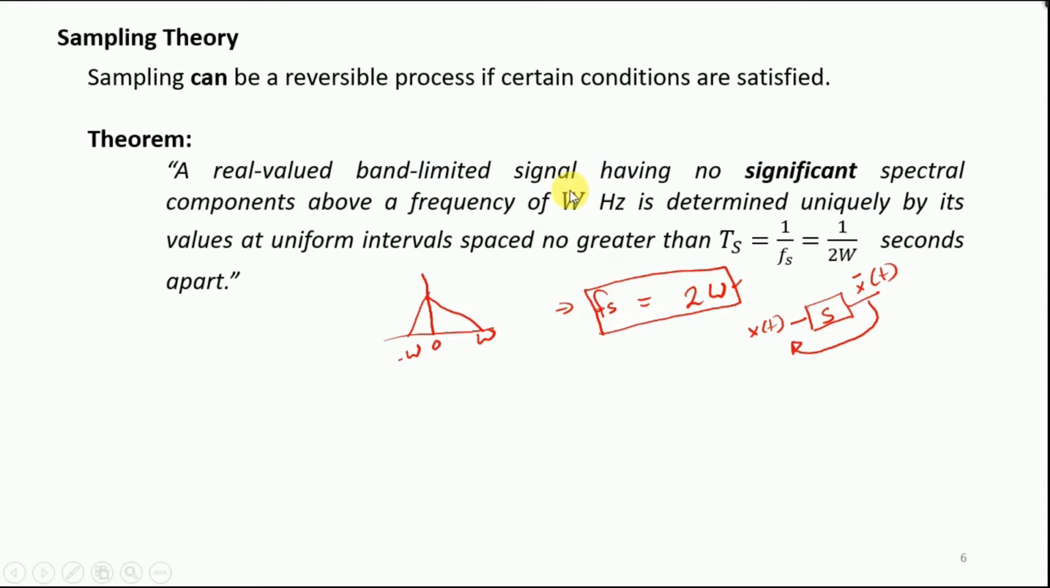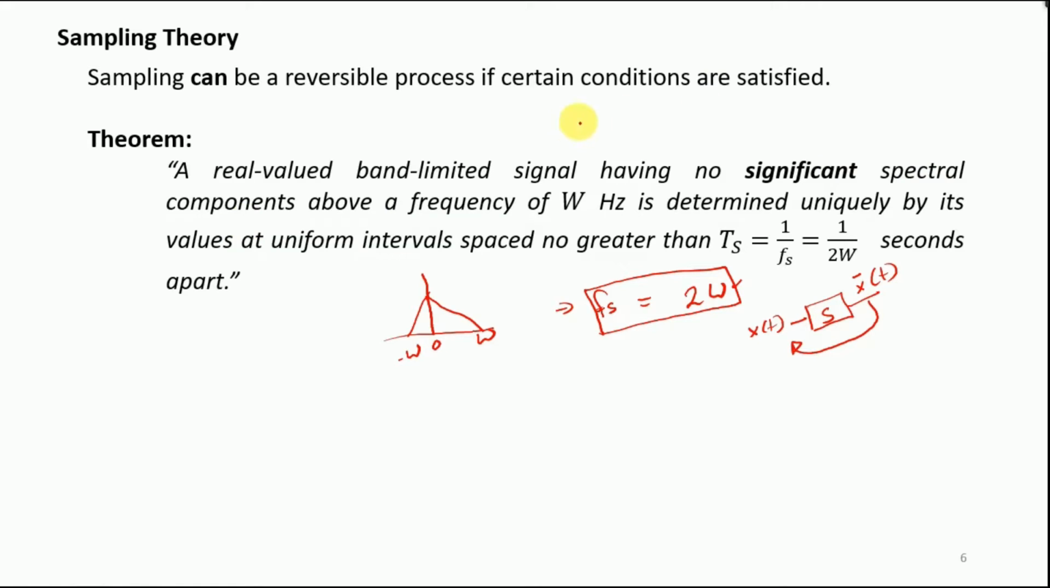Just as a repetition, if you have a signal which is band limited to W, the sampling frequency must be equivalent to or greater than 2W, so that you can recover the original signal from your sampled signal.